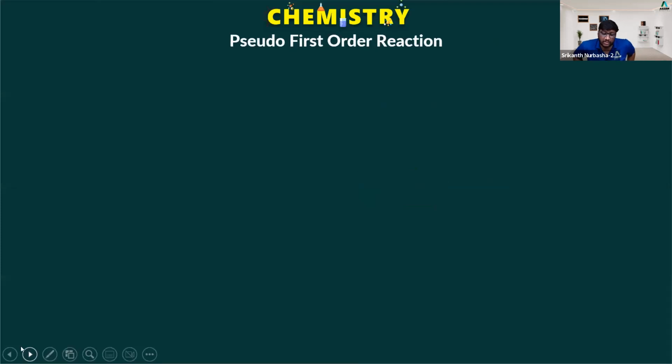Then next comes the concept of pseudo first order reaction. Pseudo first order reaction means there are some set of reactions which seem to have higher molecularity when compared to order. That means whenever we have more than one reactant in the reaction, and one of the reactants is taken in very high concentration.